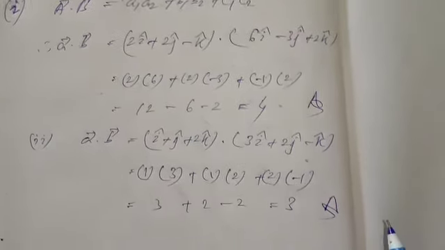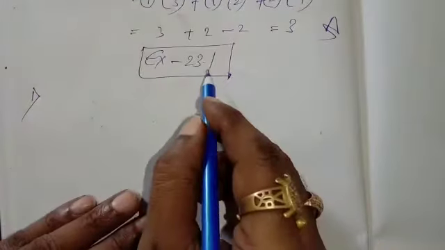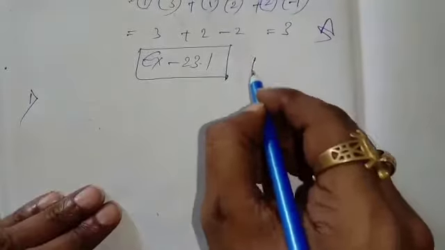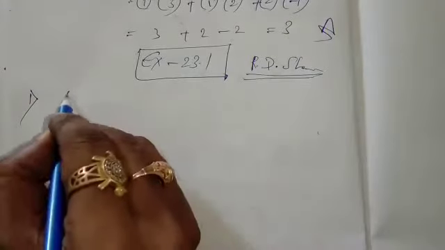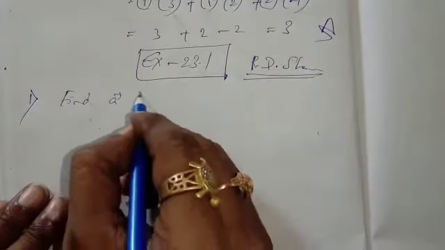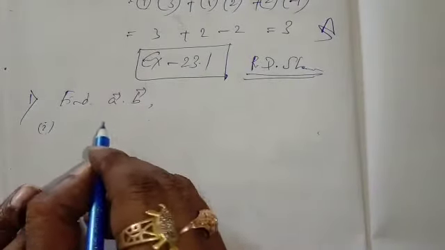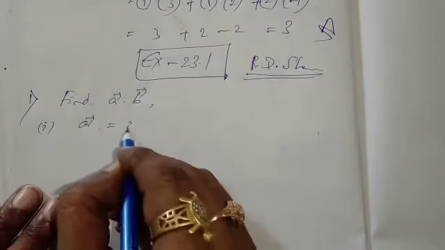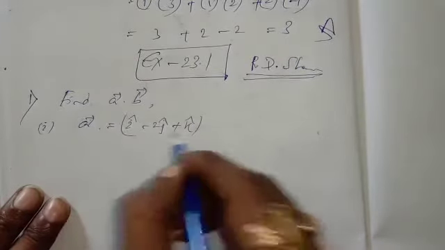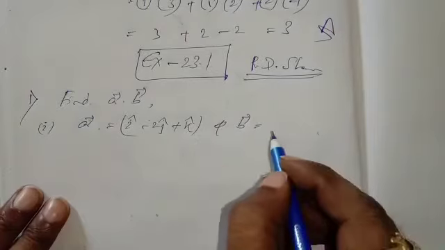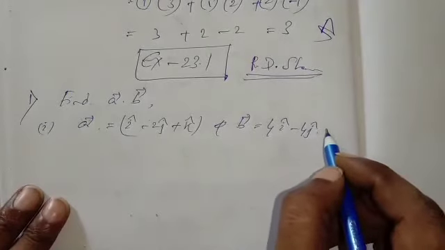Okay, let us go to the exercise. Directly I am going to the exercise. Just see, exercise 23.1 from the R.D. Sharma book. Number 1, you have to find A dot B, A vector dot B vector. In the first one, A is given as i minus 2j plus k, and the B vector is given as 4i minus 4j plus 7k.